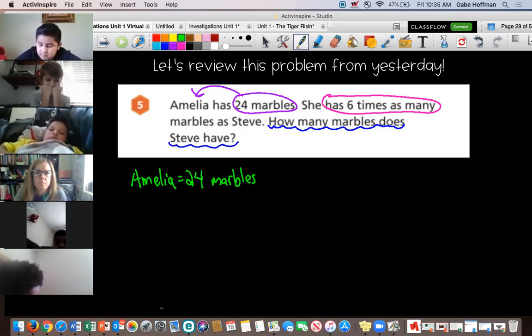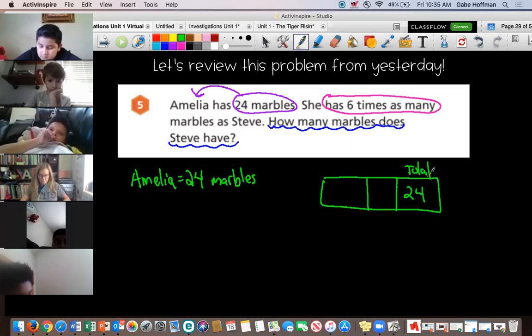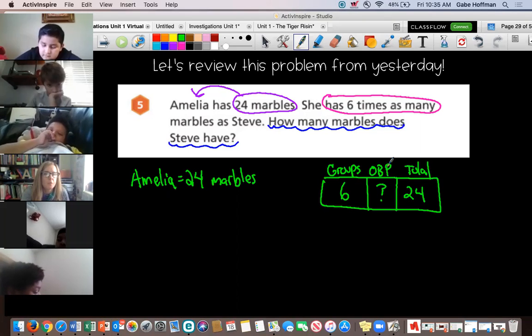This is saying Amelia is the one who has 6 times as many. So if we go back to making that chart, we know that Amelia has 24 total marbles, and we know that she has 6 times as many. So she has 6 groups compared to Steve. We're trying to figure out the objects per group. I like OBP, objects per group.